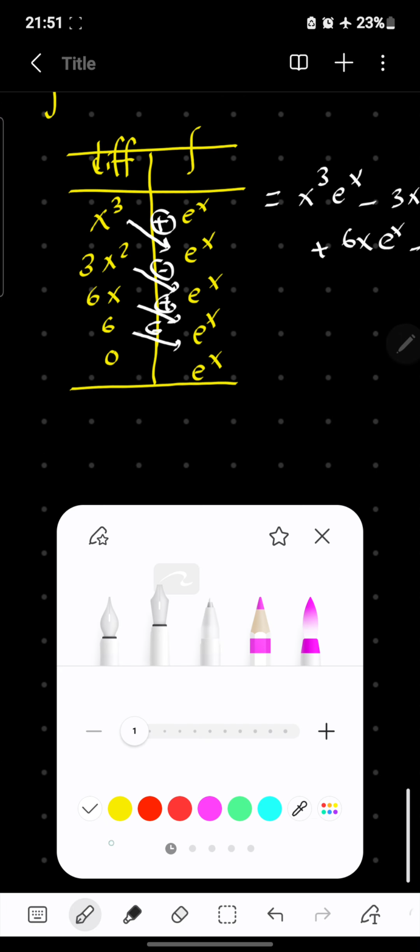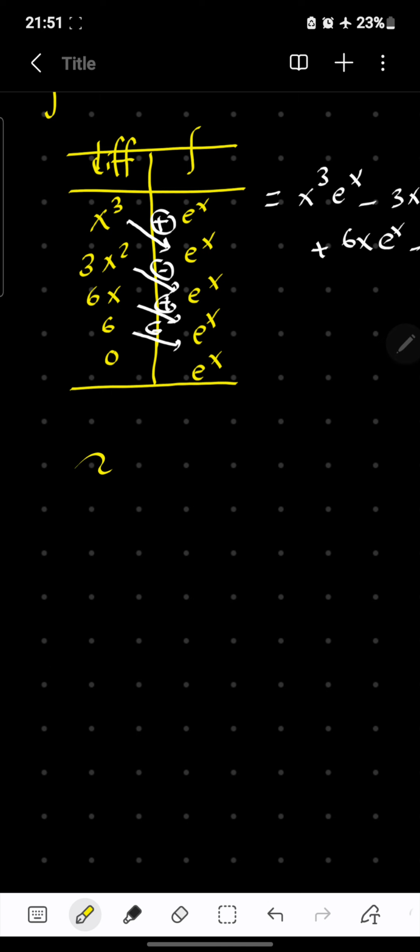Okay, another example. What about this one? Integral of ln x dx. Here we have a small problem. Ln x is a function to be differentiated, not to be integrated. If I could integrate ln x, I would integrate it directly. And we don't have a direct primitive of ln x. We don't have a direct function whose differentiation is ln x. What should we do?